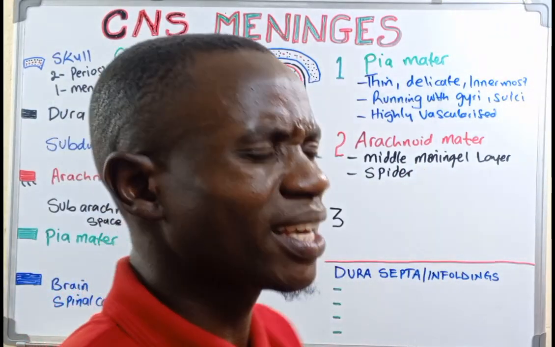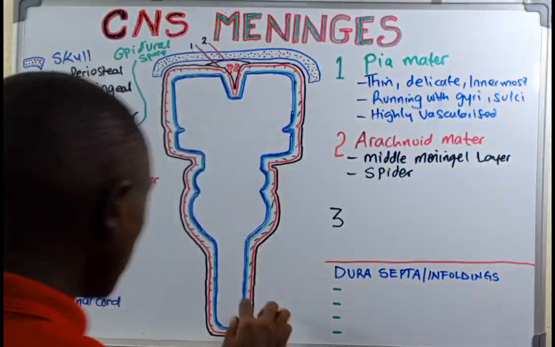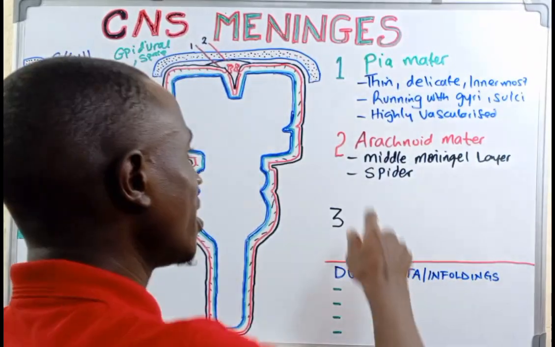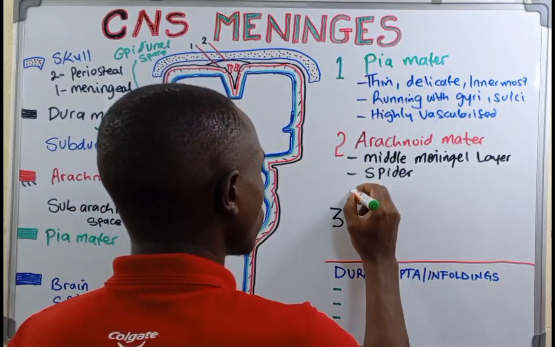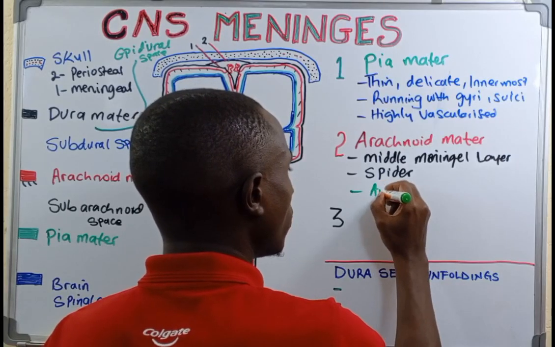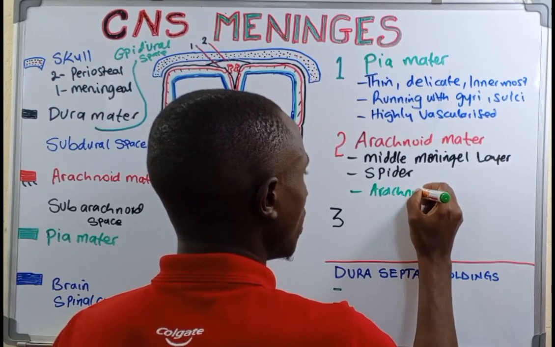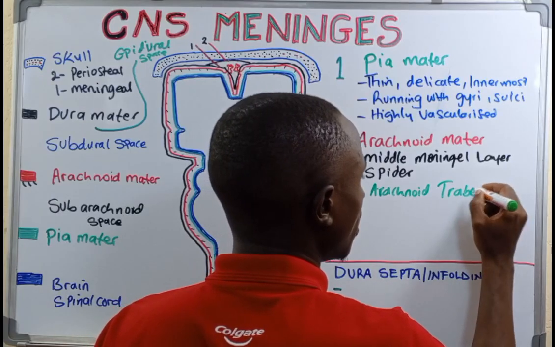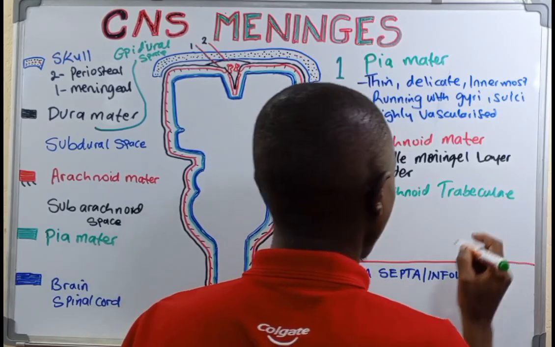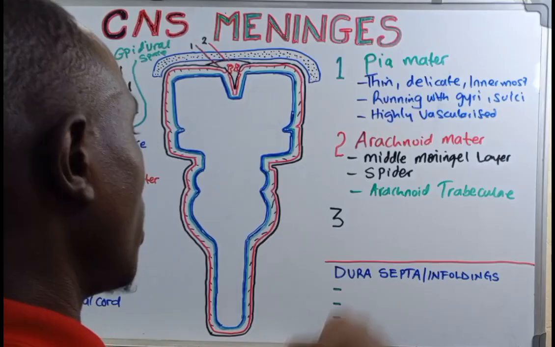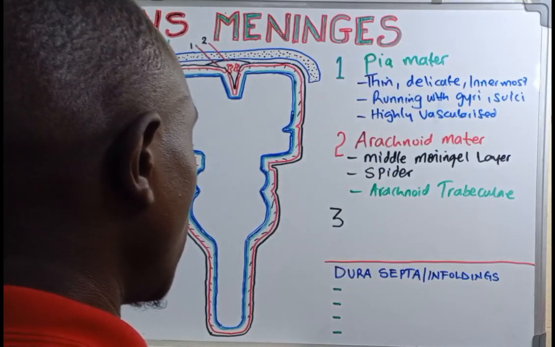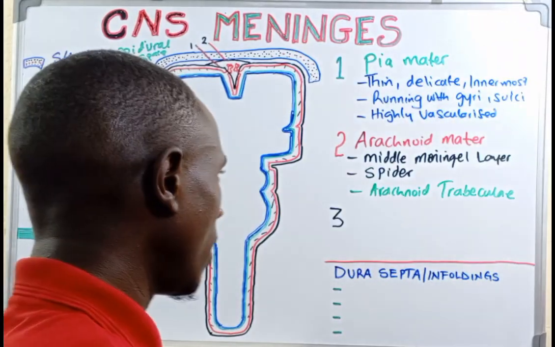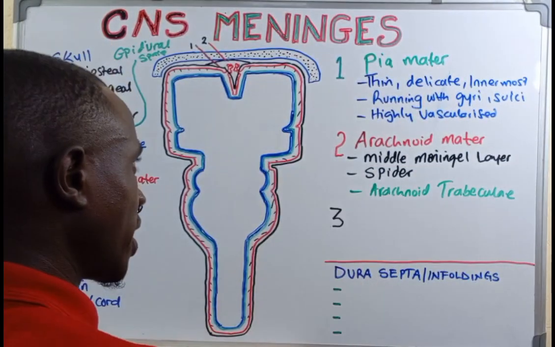And who is making it look like a spider? We said it has finger-like projections which we call the arachnoid trabeculae. So it looks like a spider just because of the arachnoid trabeculae. That is what makes it look a bit like a spider. Okay, so that is our second meningeal layer.